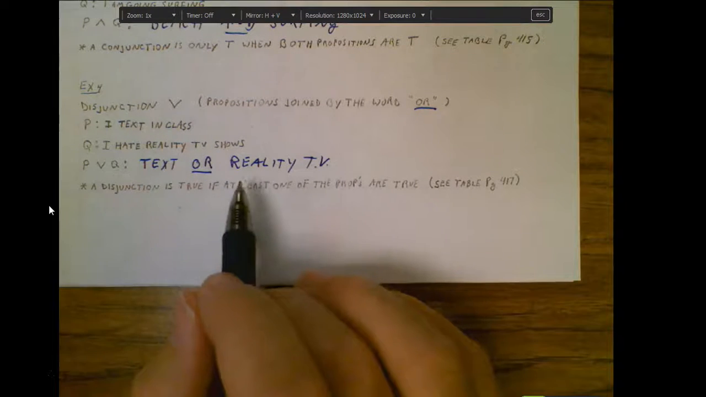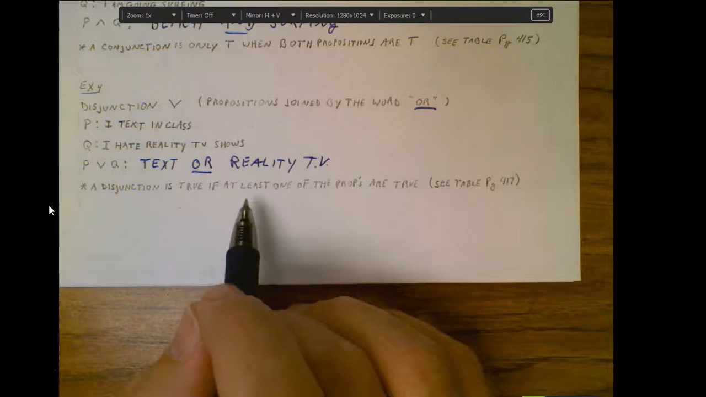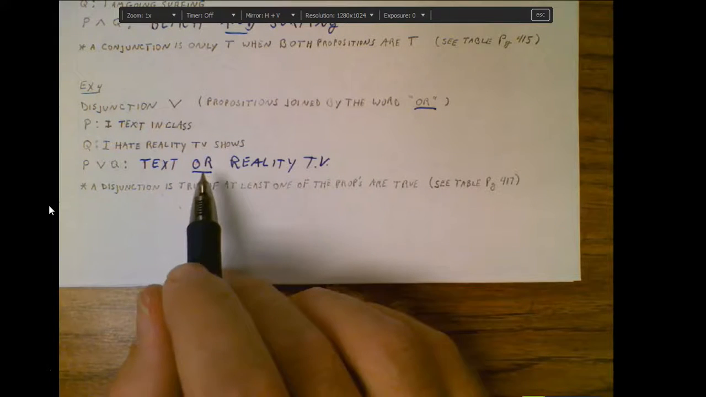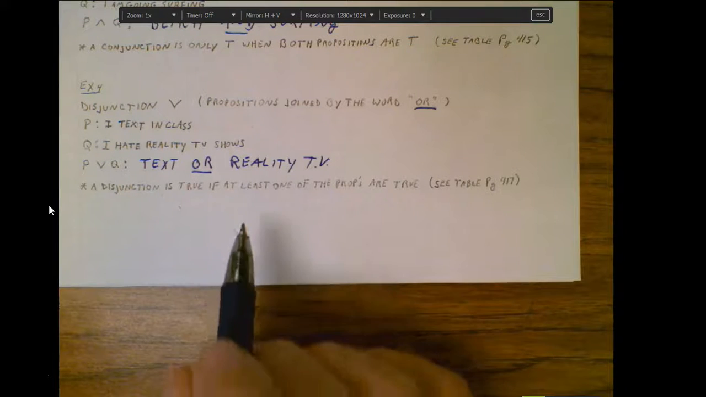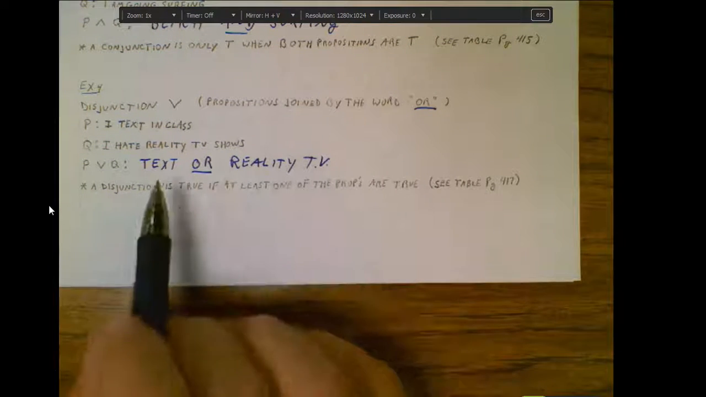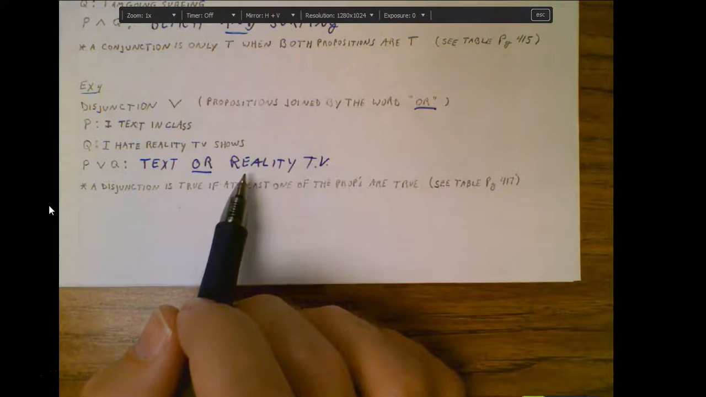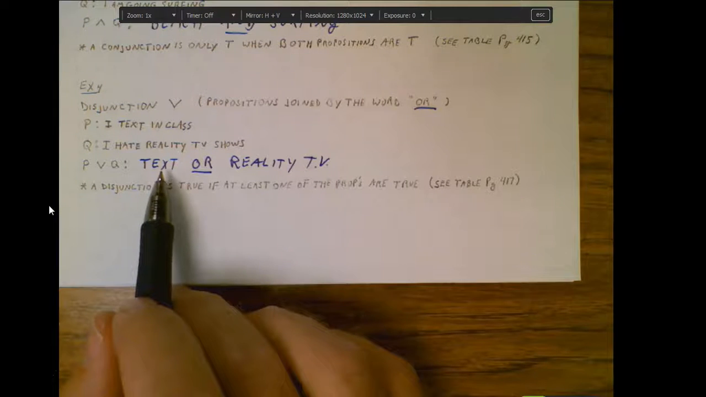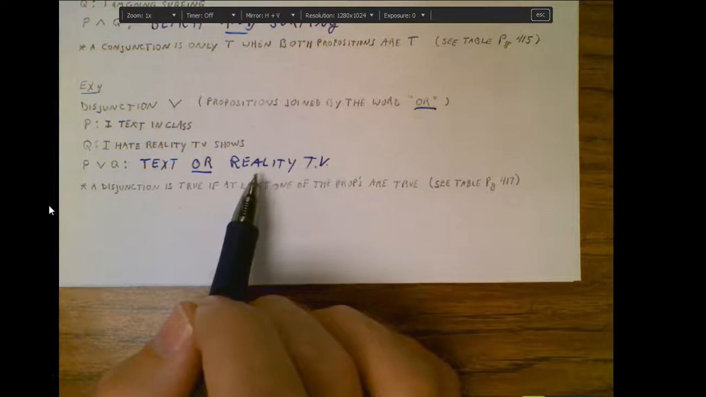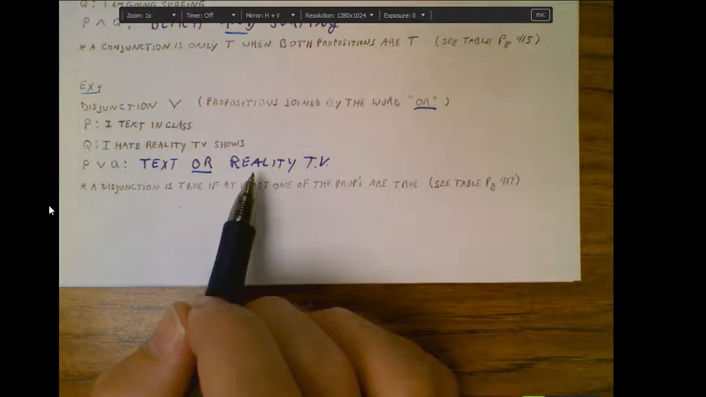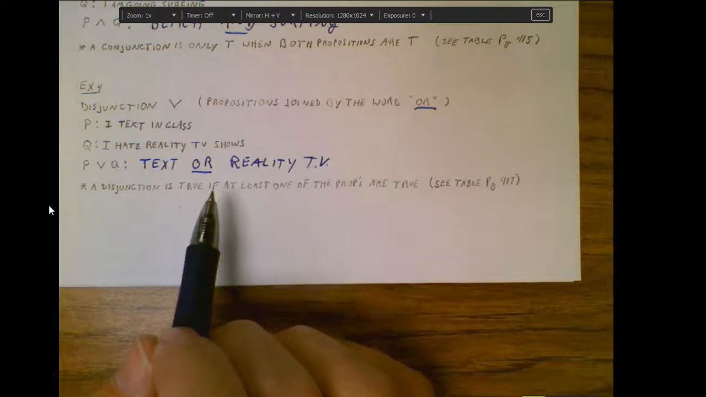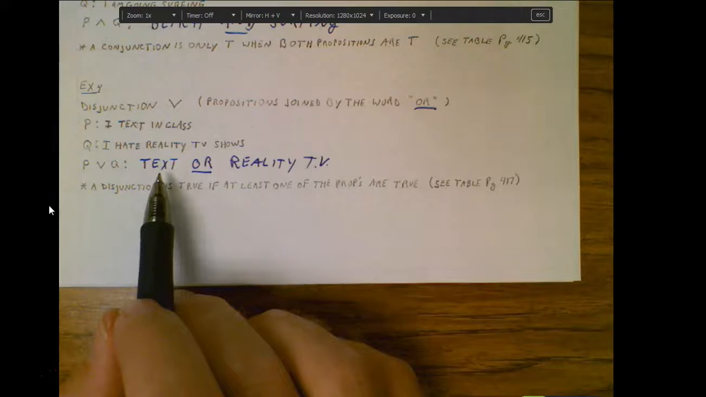So how do we know when that statement is true or when that one is false? Well, in this case, and again, think about it logically, it is true if at least one of those is true, because I threw in the word or. Because of the word or, only one of those has to be true in order for me to be telling the truth. So if I were to tell you this statement, hey, I text in class or I hate reality TV shows, well, if I really do text in class, but this is false, let's just say I really do love reality TV. I don't, by the way, but let's just say that I did. Even though this is false, I am still overall telling you the truth because this one is true.